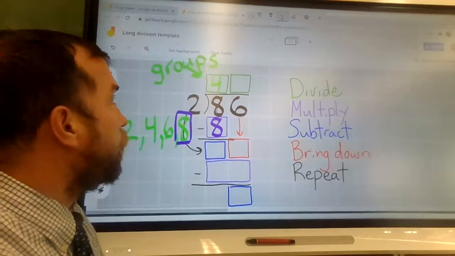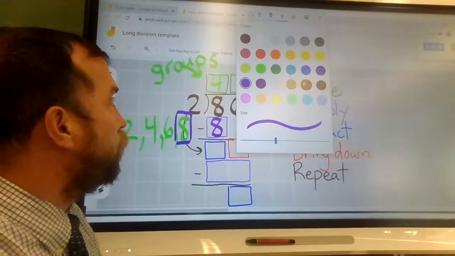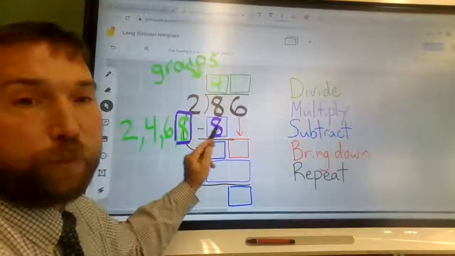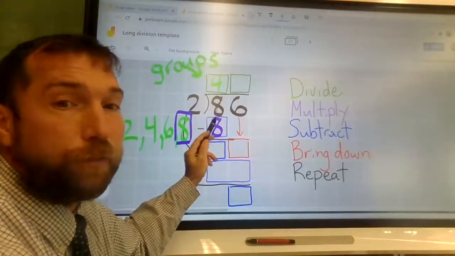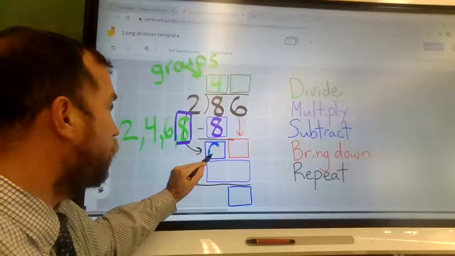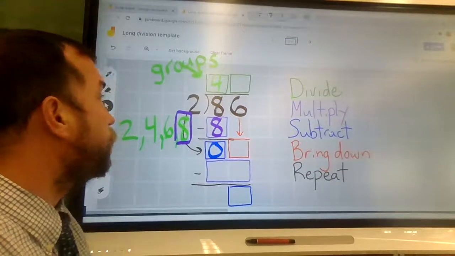Okay, and then our next part is in blue. Just like over here, that's subtract. Sometimes there'd be some kids or some things or whatever left over. In this case, there isn't. 8 minus 8 is 0. I used all of them.